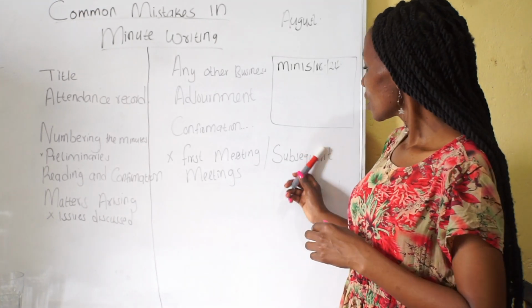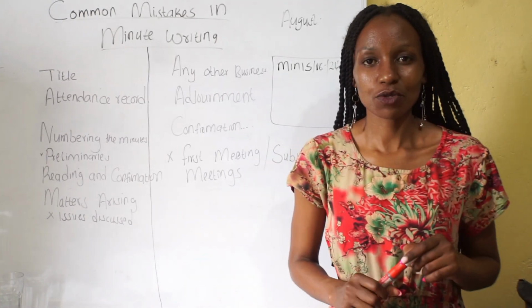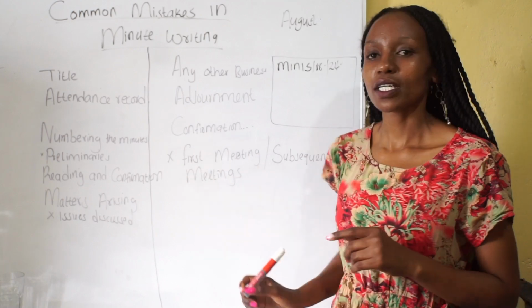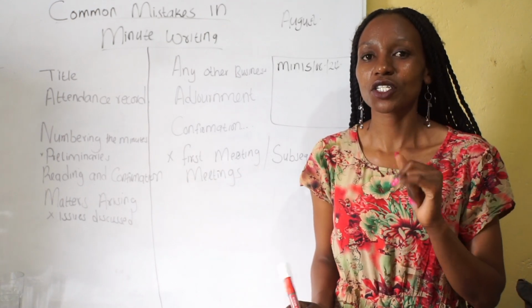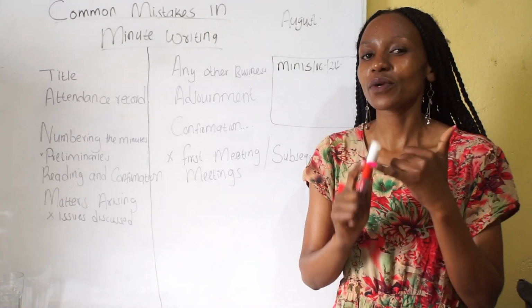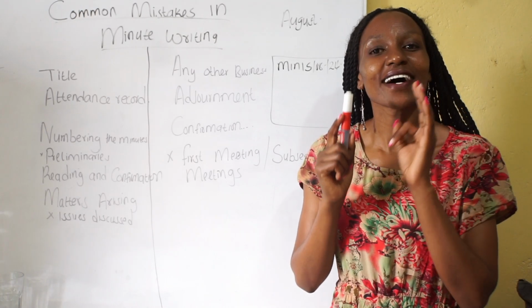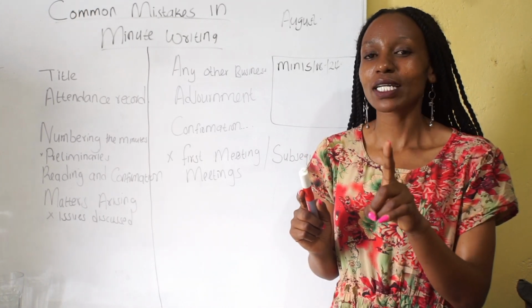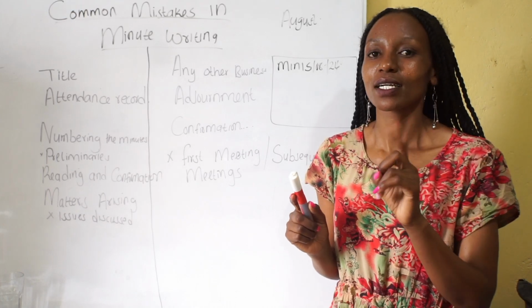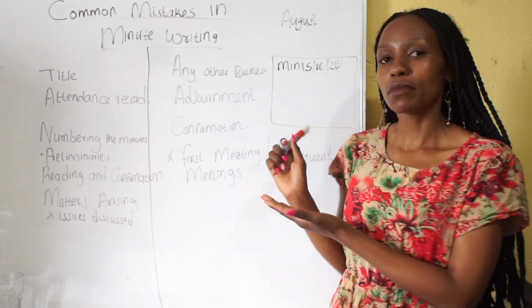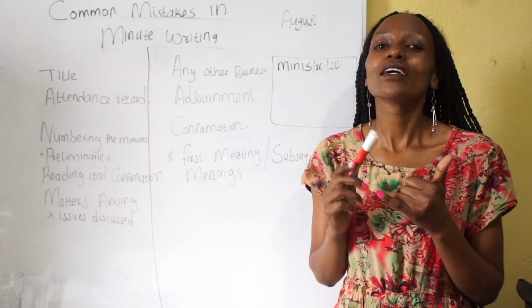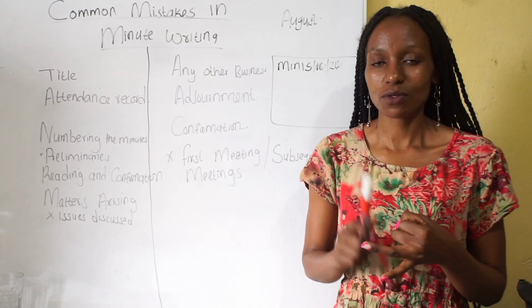And then difference number 2. For the first meeting, we are not going to have two sections. We are not going to have reading and confirmation. We are not going to have the matters arising because it's actually the first meeting. But for the subsequent meetings, we are going to have the reading and confirmation, and we're going to have the matters arising.